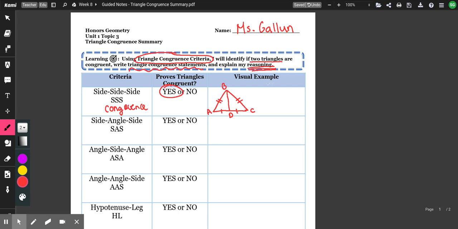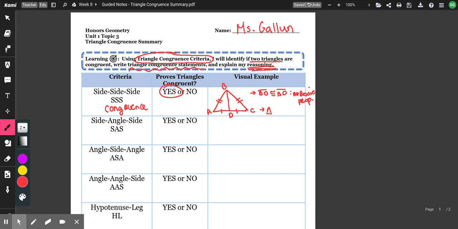So I'm given two pieces of information. I'm given that CB is congruent to AB. I'm given that AD is congruent to CD. The other thing that I know, that I don't need to be told, is that BD is congruent to BD. And I'm going to write that is the, and maybe your picture is different and that's fine, reflexive property. And so that's congruent to itself.